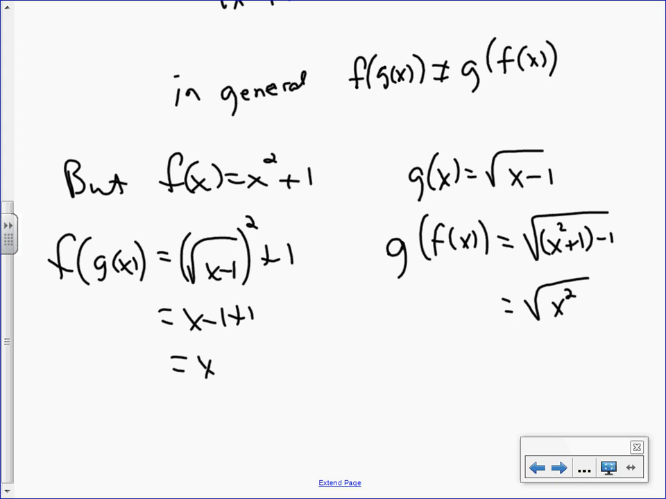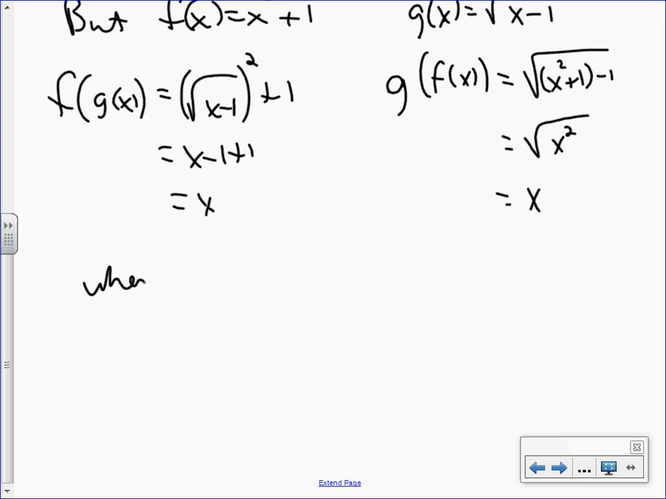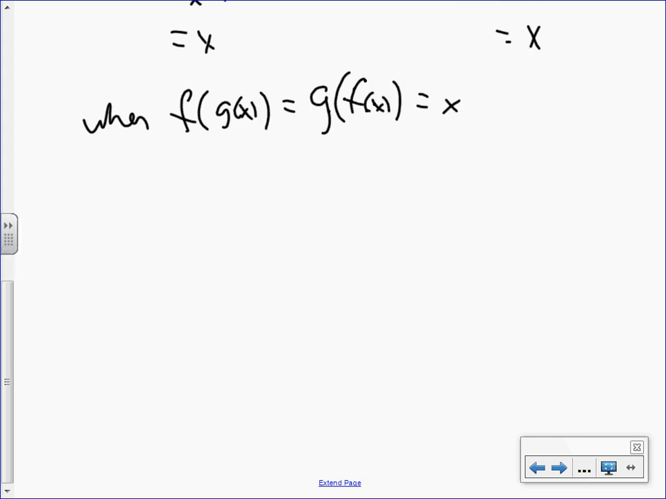with some slight domain issues here. Technically, the square root of x squared is the absolute value of x, but we're going to just fudge over the absolute value part for right now. If you restrict the domain, then the answer is just x. And when f of g of x equals g of f of x, and they both equal x, then we say that f and g are inverses of each other.